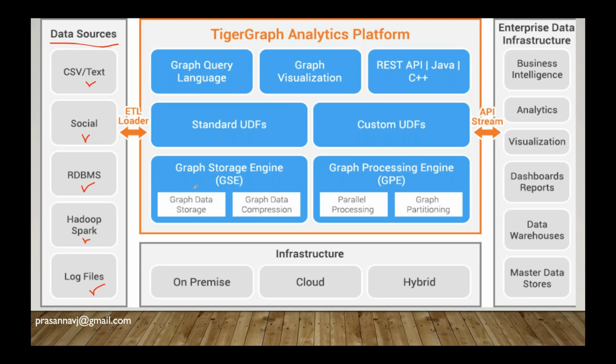This is the base and core of it, and you have all three options: an on-prem deployment, a cloud deployment, or a hybrid deployment option. On top of your graph storage engine, you have standard user-defined functions which are available for you to utilize, or you can create custom user-defined functions. And on top of it, you have the graph query language, this is the GSQL that I was talking about, and graph visualization. We will see this too as part of our query.